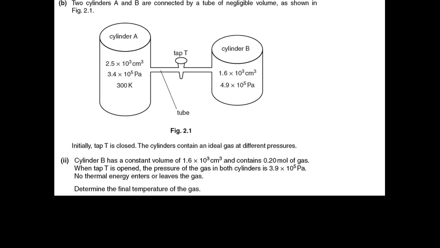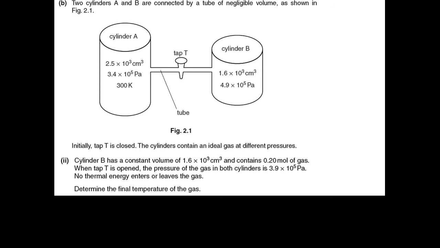Cylinder B has a constant volume of 1.6 times 10 to the 3 cubic centimeter and contains 0.2 mole of gas. When tap T is opened, the pressure of the gas in both cylinders is 3.9 times 10 to the 5 Pascal, which means both cylinders have the same pressure. No thermal energy enters or leaves the gas. Determine the final temperature of the gas.